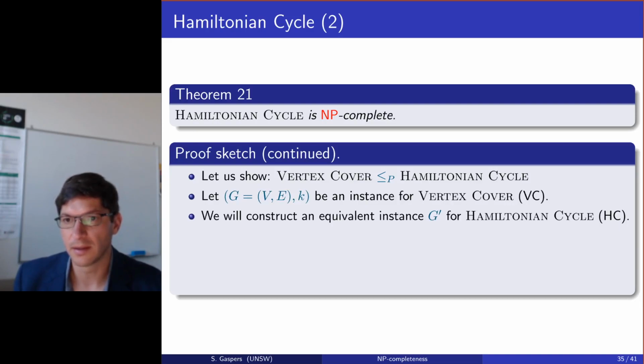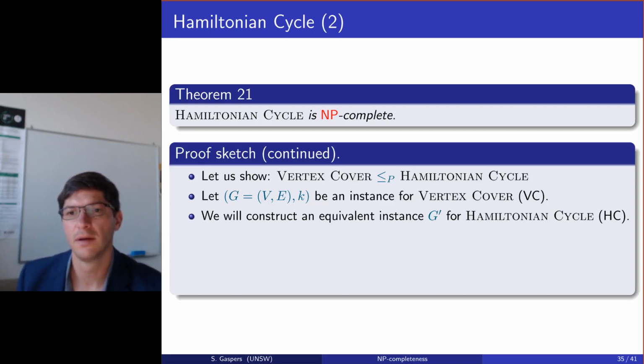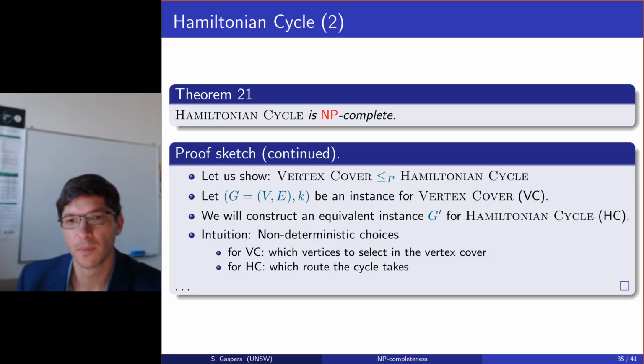As usual, take any instance for our vertex cover problem. This instance is an arbitrary instance of the vertex cover problem, and for any instance for vertex cover that we are given, we need to construct an equivalent instance for Hamiltonian cycle. So let's say we have an instance G, k for vertex cover, and we want to construct this equivalent instance G prime for Hamiltonian cycle. For vertex cover, the non-deterministic choice was which vertices we add to the vertex cover. For Hamiltonian cycle, it is which edges we add to the cycle, or more precisely, which route the cycle takes.